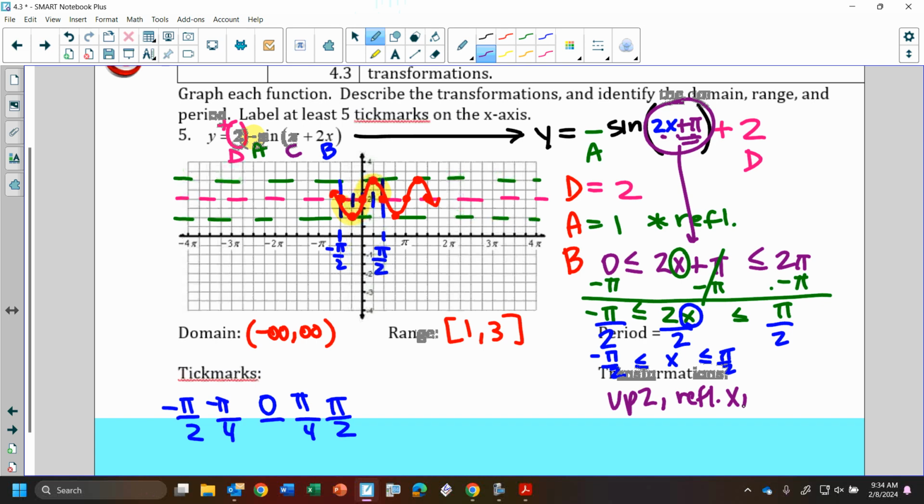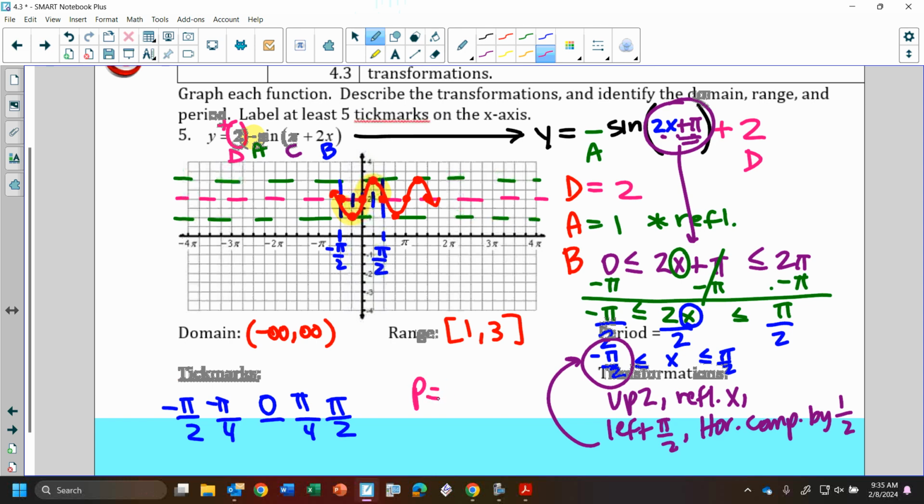Can we discuss these transformations? Because these are a bit of a doozy. Up to reflection over x. What was the phase shift? Left pi over 2. Good. Not just pi, but pi over 2. That came from your starting bookend. And there was a B change. B was 2. Was that a horizontal stretch or horizontal compression? Horizontal compression. By how much? 1/2. Gorgeous.